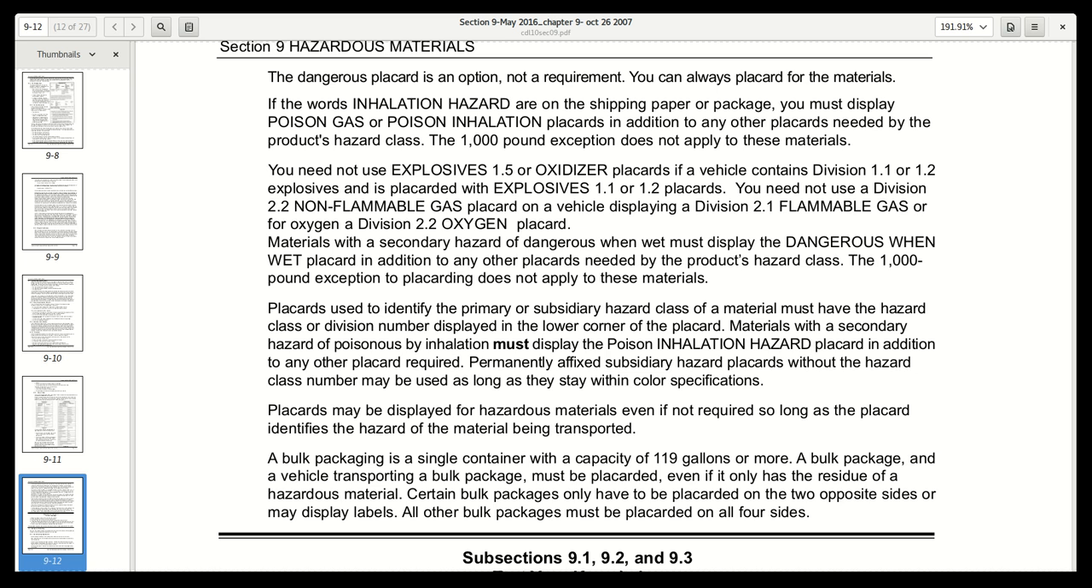Materials with a secondary hazard of poisonous by inhalation must display the poison inhalation hazard placard in addition to any other placard requirement. Permanently affixed subsidiary hazard placards without the hazard class number may be used as long as they stay within color specifications. Placards may be displayed for hazardous materials even if not required, so long as the placard identifies the hazard of the material being transported.